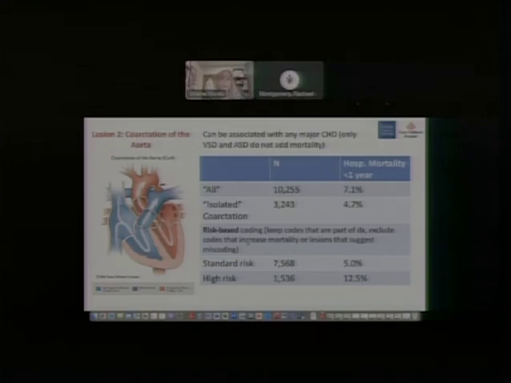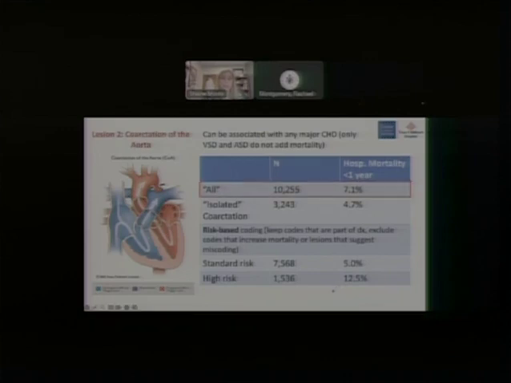If we use our risk-based coding, then we get to keep 7,500 cases, a much greater number, more than double this number of cases, and have a mortality that's more consistent, 5. And we'll get an extra 1,500 cases that we classify as high risk. This is coarctation plus a higher risk lesion. And it goes up to 12.5%. So we'll argue that this is a much more accurate way for outcome-based coding, adding another layer of classification besides what we're already using. So sorry, I can mark through those.